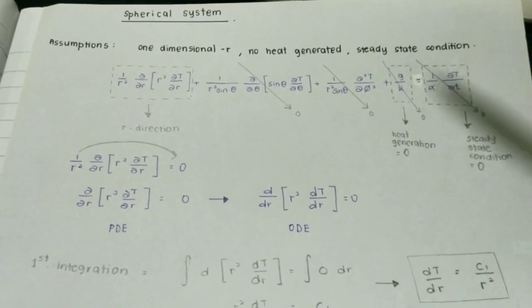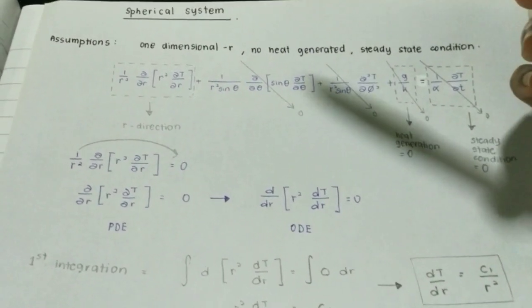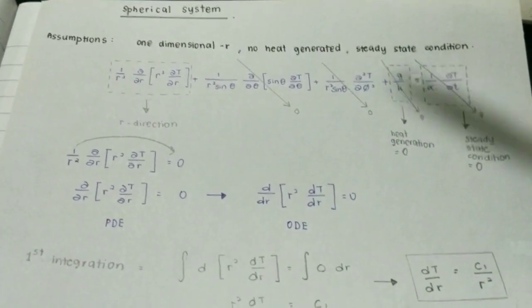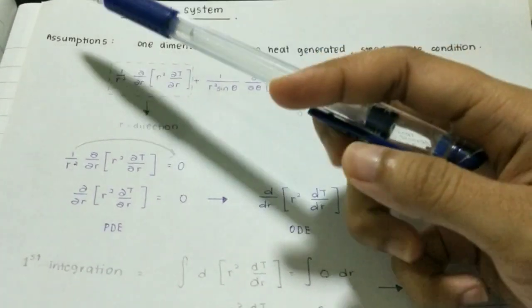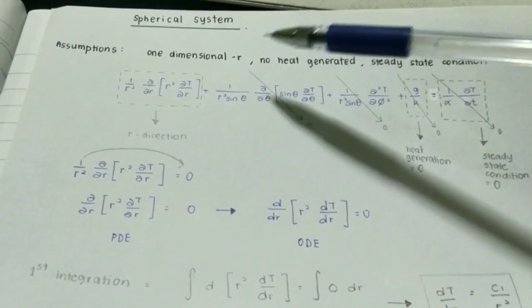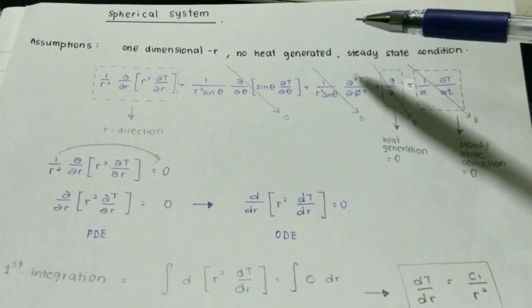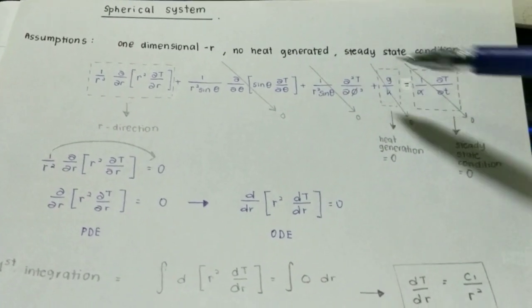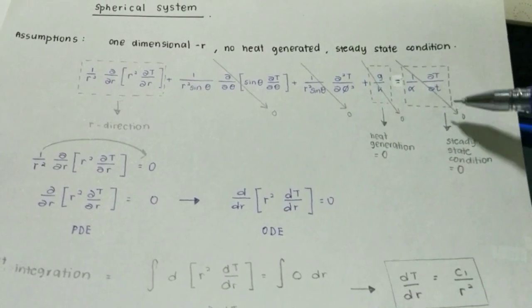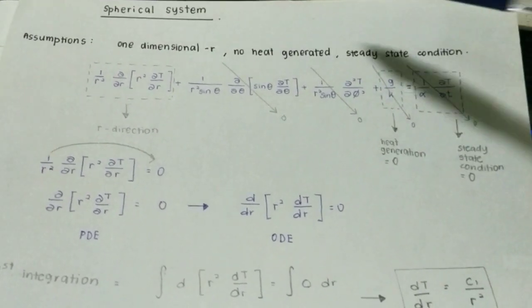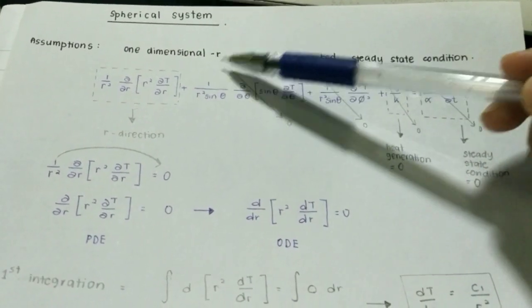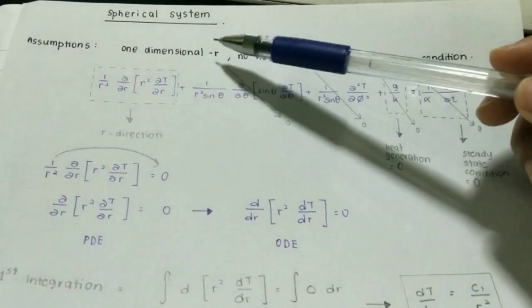Calculator. So now I will show how I derive the temperature profile and rate of heat transfer on the spherical system. My assumption is it is one-dimensional with respect to the R axis, and there is no heat generated, which means G equals 0, and steady state condition, so it shows 0. And also we can cancel out this one because we are dealing with the R axis only, R direction.